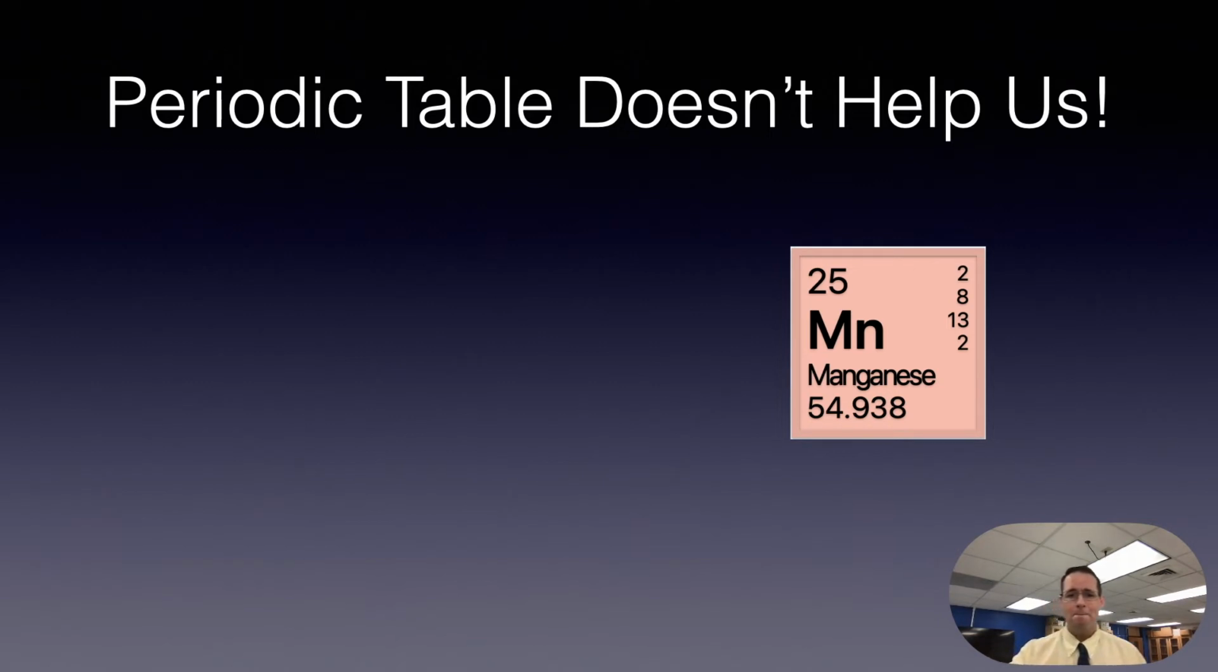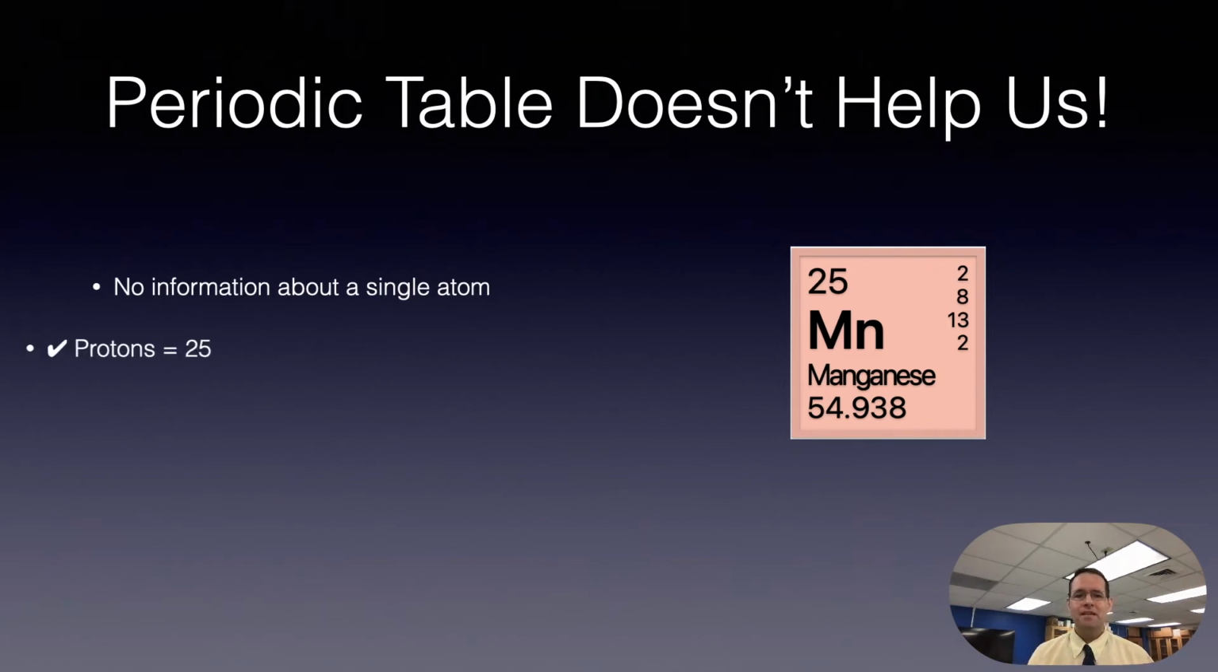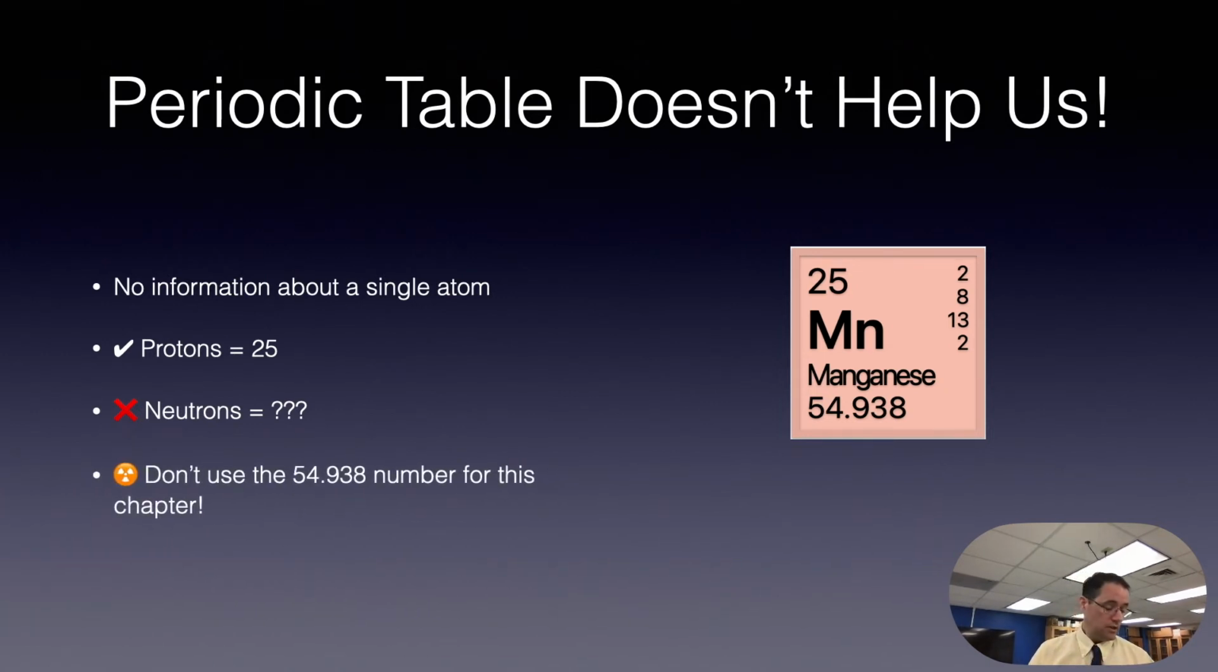Now, here's an element, manganese, element number 25. There is no information about a single atom in the periodic table. What that means is that we know this atom has 25 protons by definition, but we don't know how many neutrons an atom of manganese has because we don't know which one we are talking about. We'll learn more about that in the future. Please don't use the number below the element, the 54.938 number here, for example, in this chapter. That's going to refer to something else when we talk about the mole.